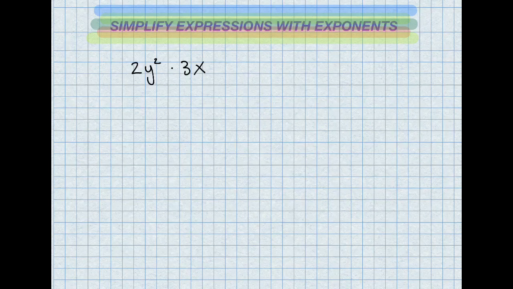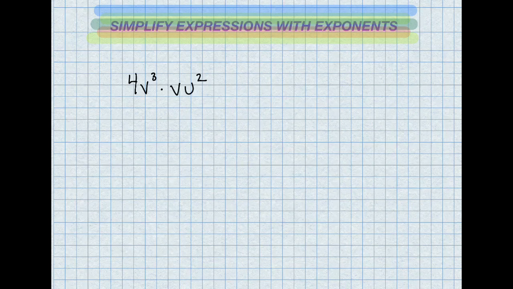Okay, 2y squared times 3x. This one should be pretty simple. All we're going to do is multiply these. So we get 2 times 3 is 6, y squared x. That's a pretty quick and easy one. So basically what you have is 2 times y squared times 3 times x. 2 times 3 gives us 6, y squared x. Pretty quick and simple.